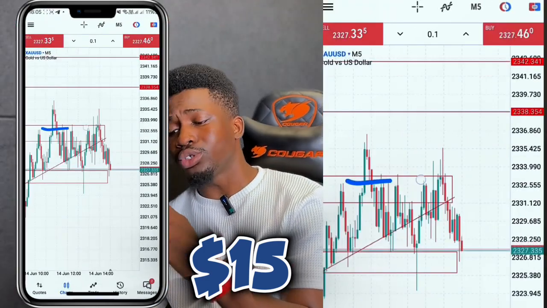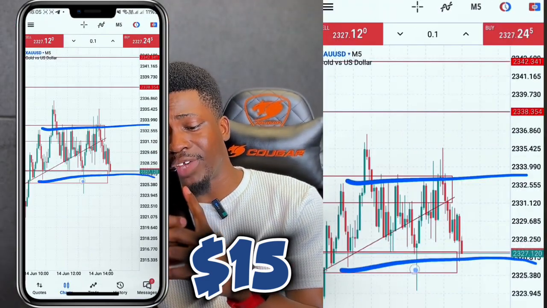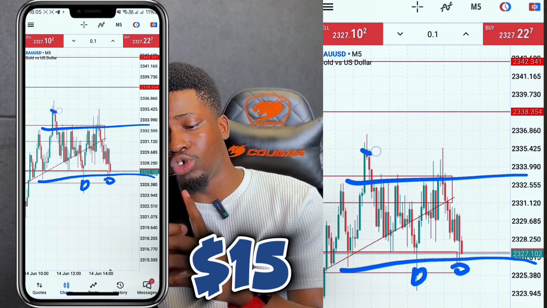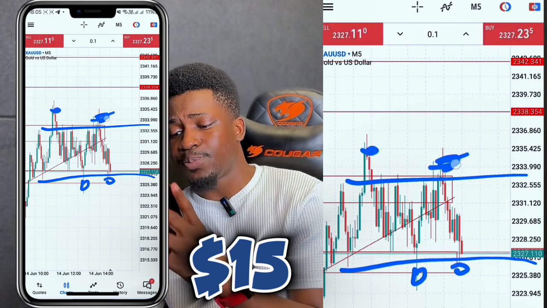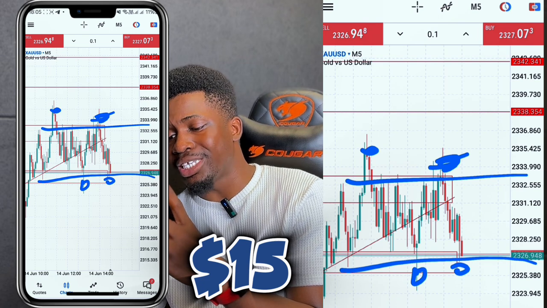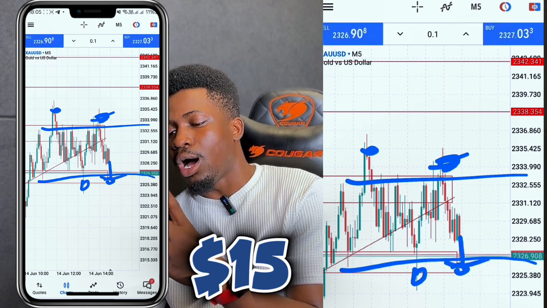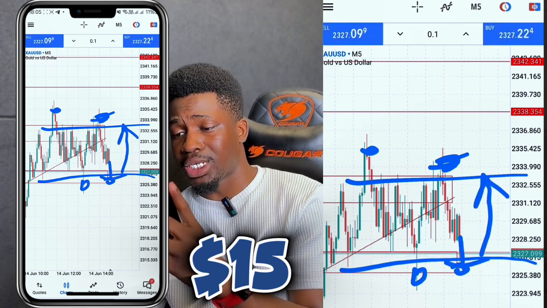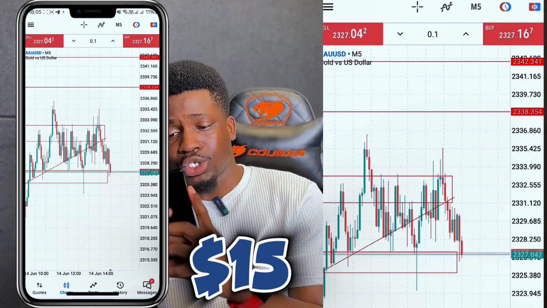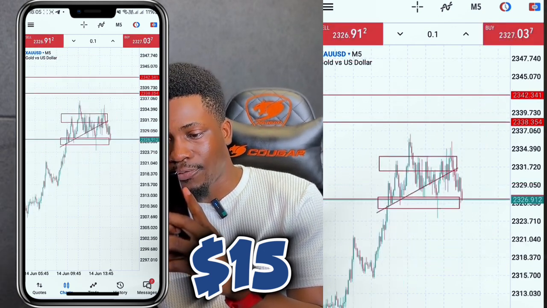Boom. Okay, so this is what we're having. You can see it hit this level, pushed up, hit this level, dropped down, hit this level, dropped down. So what are we expecting it to do now? It's supposed to hit this particular spot here and then push back up smoothly just like that. It's actually just easy, guys. That's just it.